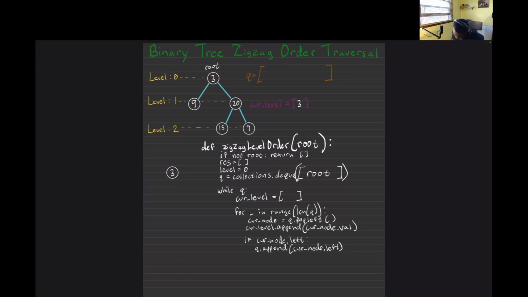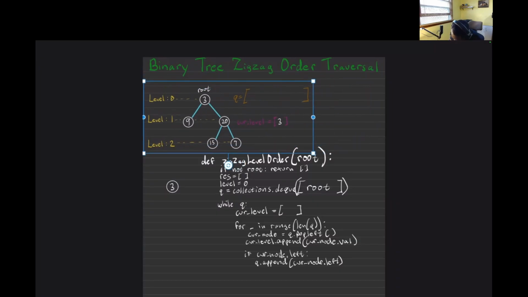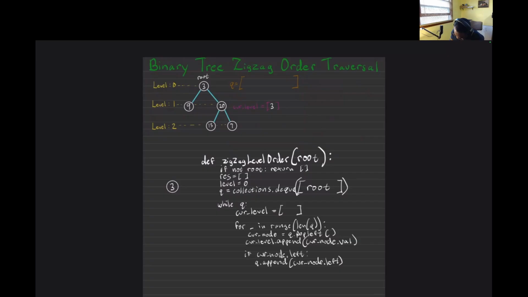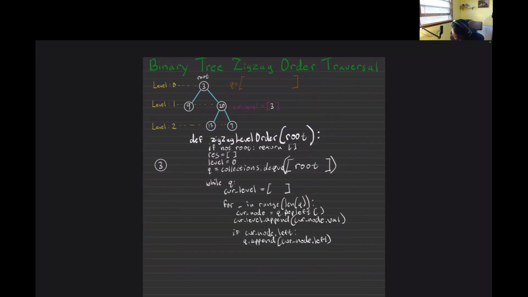Queue dot append cur node dot left. All right, and let's make this diagram a little bit smaller because I don't want the bottom of this page to crop out. That's looking pretty good there. So we just said, does it have a left child? It does, so we're gonna append it to the queue. So here's the left child. And then if cur node has a right child, we're gonna also append that to our queue. So this guy is the right child, append it to the queue, great.